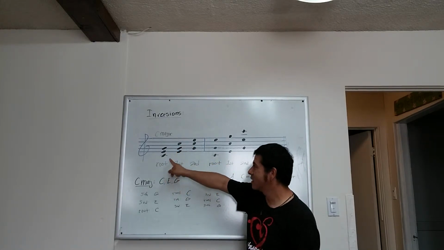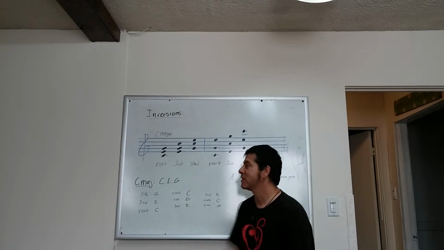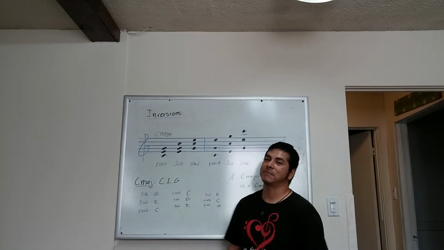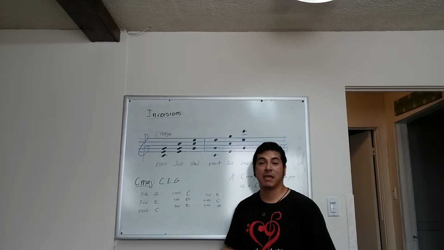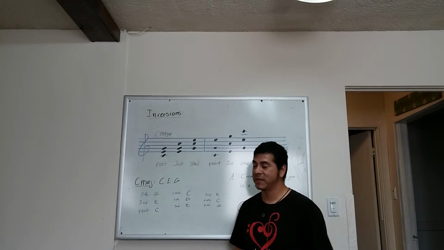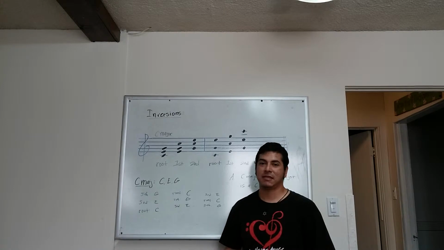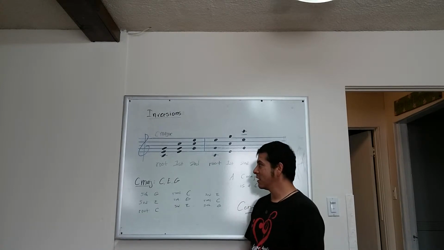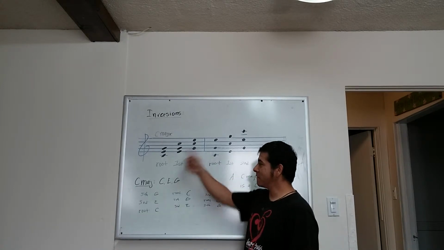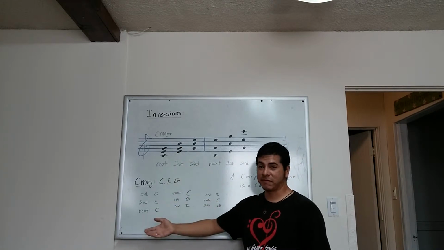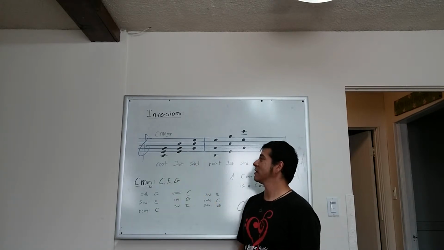And the third of C major is the note E. It is a major third. If it were a minor third, it'd be E flat, and that's not what we're dealing with here. So the fifth, the perfect fifth, is the note G.